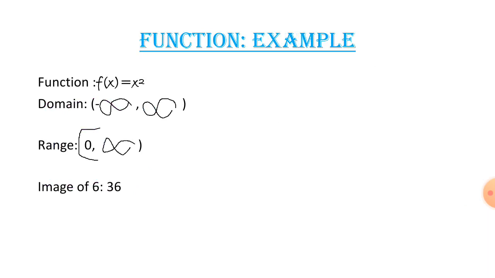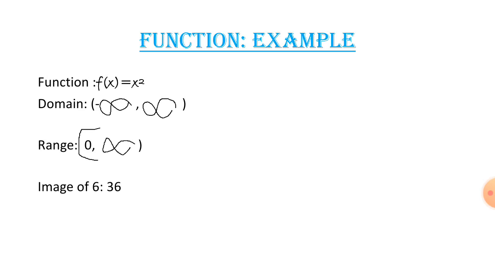Let us see an example for the function. The function f of x is equal to x squared. Since every real number has its square as a real number, the domain is the entire real line. It is given by the open interval minus infinity to plus infinity.